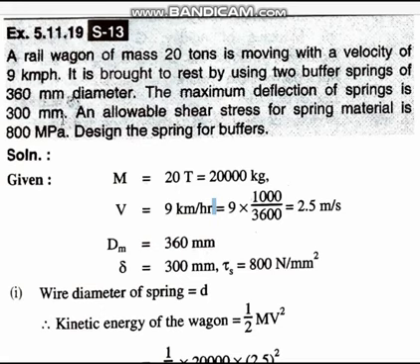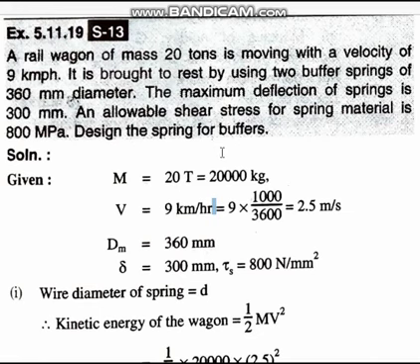Two buffer springs of 360 mm diameter. So this 360 mm diameter must be the Dm, capital Dm, that is the mean diameter of the coil. The maximum deflection of the springs is 300 millimeters. This 300 is delta maximum. Okay, the allowable shear stress for spring material is 800 MPa. This is tau. Design the spring for buffers. So we have to design.